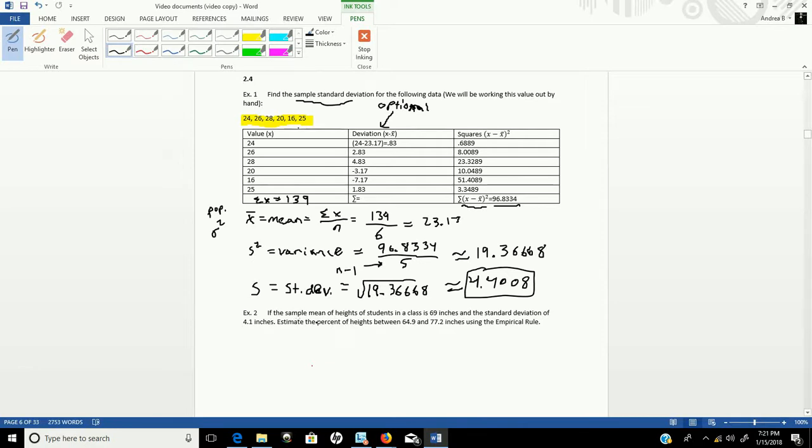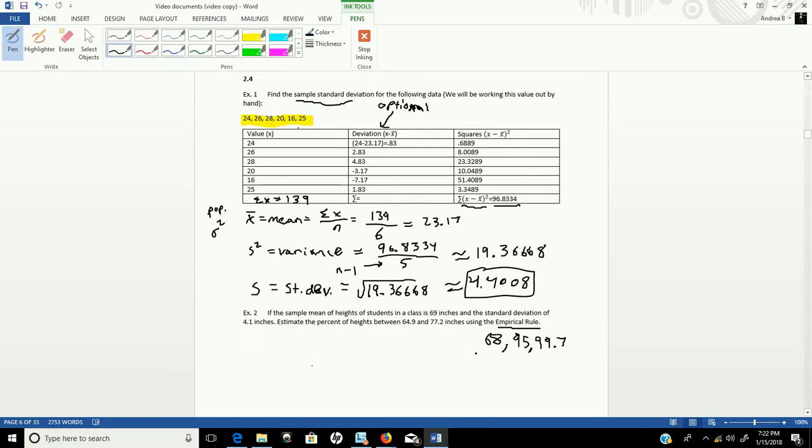For the next one here, we're given a sample mean in the problem and the standard deviation. So here we have a mean of 69 and a standard deviation of 4.1. We want to estimate the percentage of heights between 64.9 and 77.2 inches using the empirical rule. So the empirical rule, another name for that you might see is the 68, 95, and 99.7 rule. So for that, those are the 3 percentages that we use there.